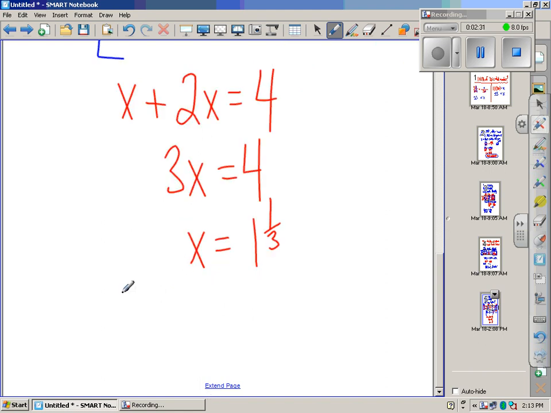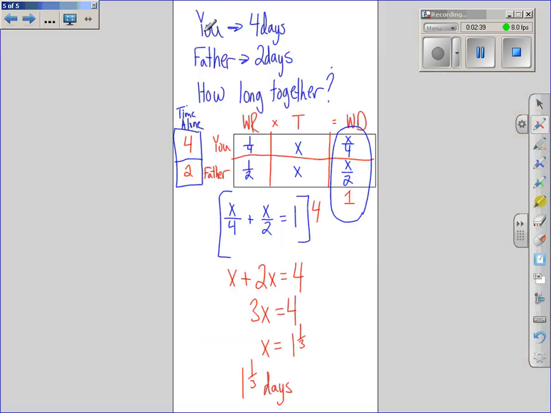Now the answer is going to be 1 1/3 days, because the whole problem was in terms of days. And you might remember earlier in the year when we did rate times time equals distance, we always had to do it in terms of hours. We did that because the rates were given in terms of hours. But in this, if everything is in terms of days, you can do it in terms of days.